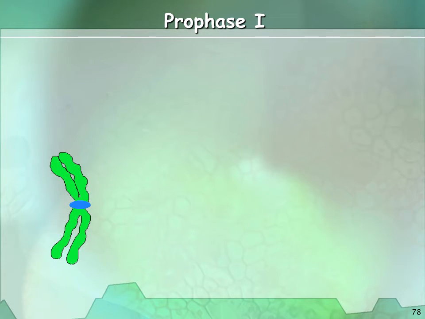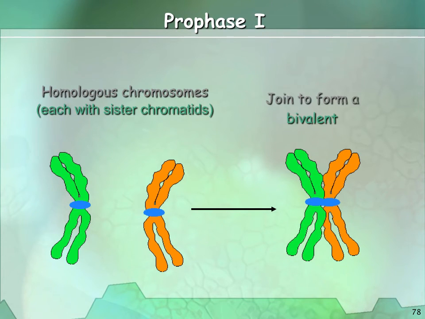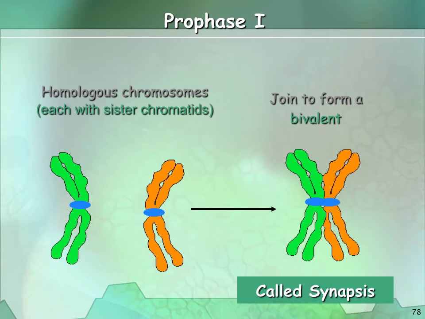This shows you how homologous pairs of chromosomes come together to form a bivalent. This is also known as a tetrad, and this whole process is called synapsis. So you have homologous chromosomes coming together to form a bivalent.